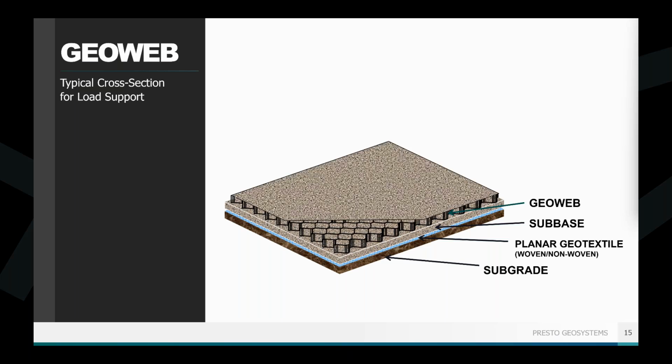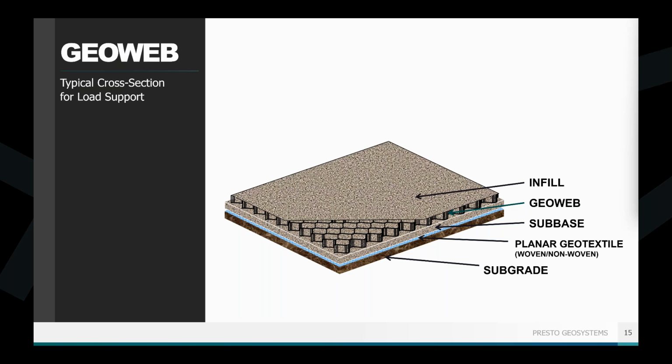Then you put the GEOWEB panels down. If you don't have that subbase layer, the GEOWEB panel goes directly on top of the geotextile. If you don't have a geotextile, it goes directly on top of your subgrade. So hopefully you can see how this is sort of a bit of a mix and match, but you're sort of building this up like a layer cake, fitting in all of the pieces that you need for your specific project. And then you are going to put your infill material in.